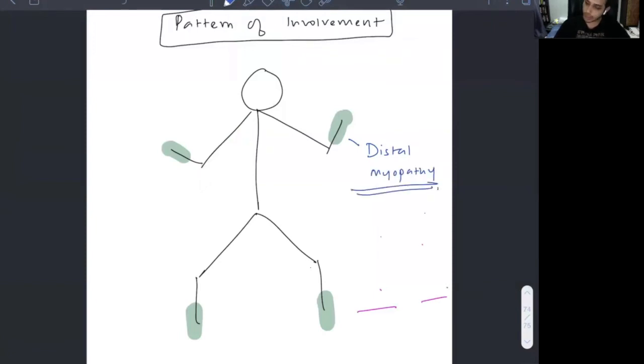And there are a couple of etiologies that can present with distal myopathy, such as inclusion body myositis or something called dysferlinopathy. Now, the names are not very important unless you're doing specialization in neurology or the final exam of MD. It's important to just know that myopathies can present with only distal involvement, because typically neuropathies do that.